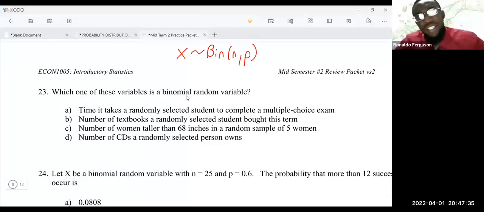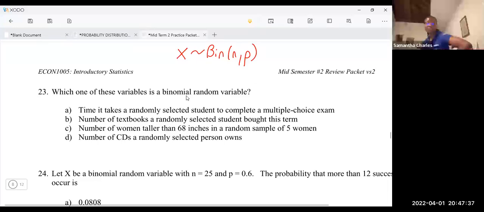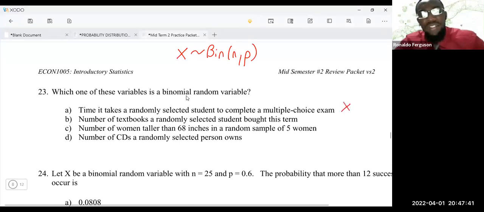All right, first thing is X out A. Time it takes, very good. A is X'd out. But look at option B, number of textbooks a randomly selected student bought this term. The number of textbooks is okay, that's countable. But where is your success rate of getting a textbook? We can't identify that. What's your N? Your N identical trials, we can't identify that.